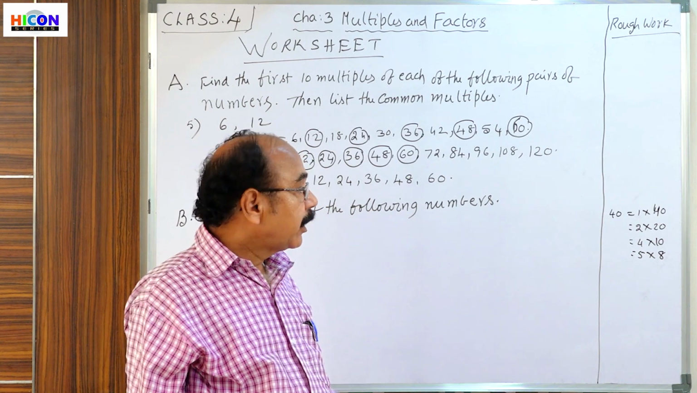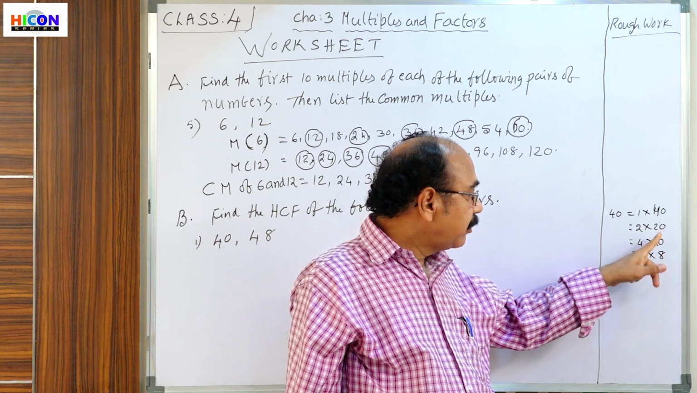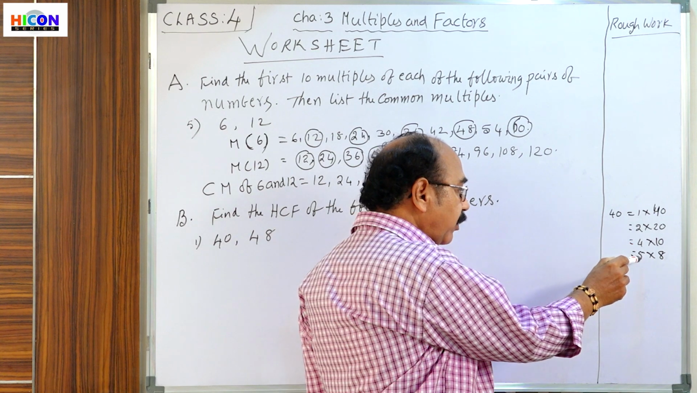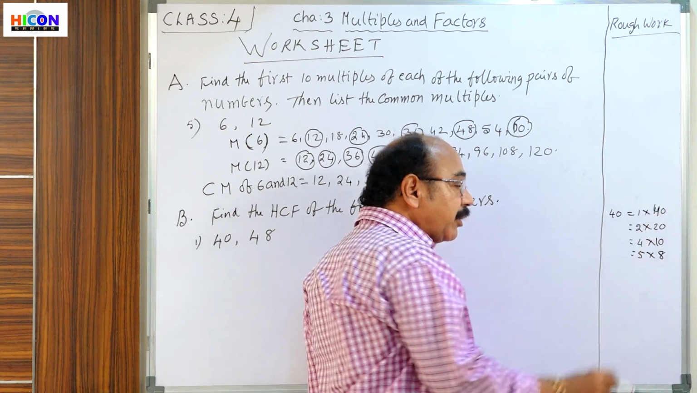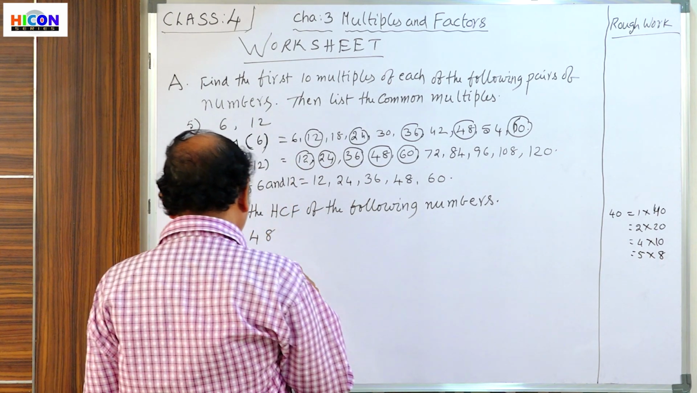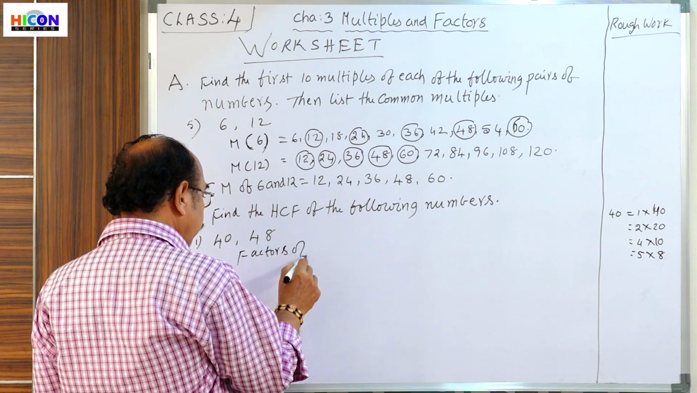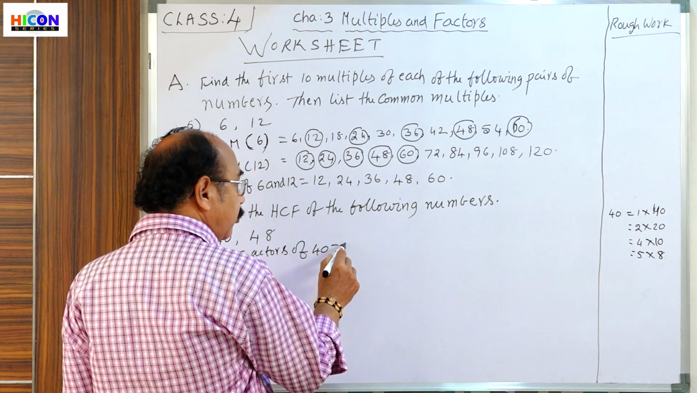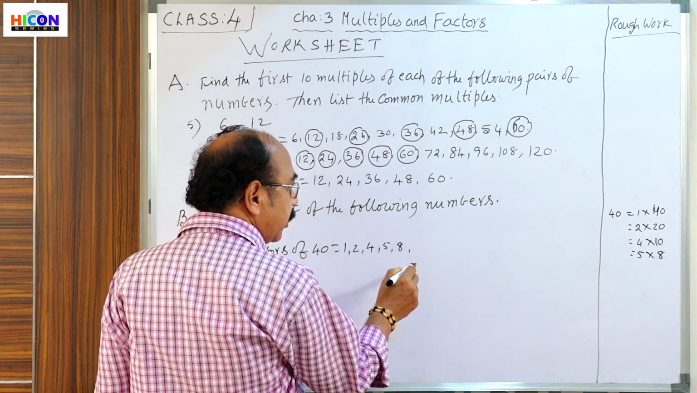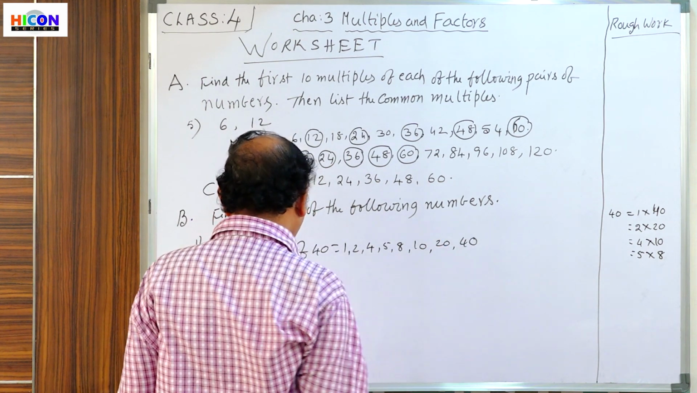Now you see the factors of 40: 1, 2, 4, 5, 8, 10, 20, 40. Okay, children. 1, 2, 4, 5, 8, 10, 20, 40. These are the factors of 40. So, if we write here, factors of 40 is equal to 1, 2, 4, 5, 8, 10, 20, 40. These are the factors of 40.